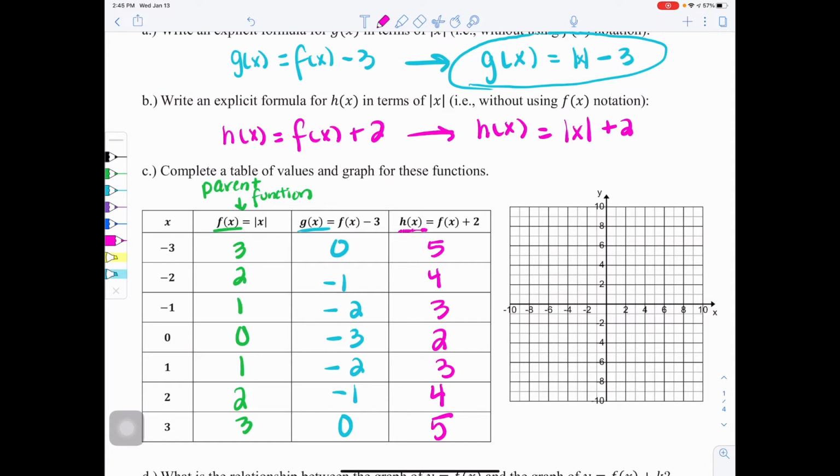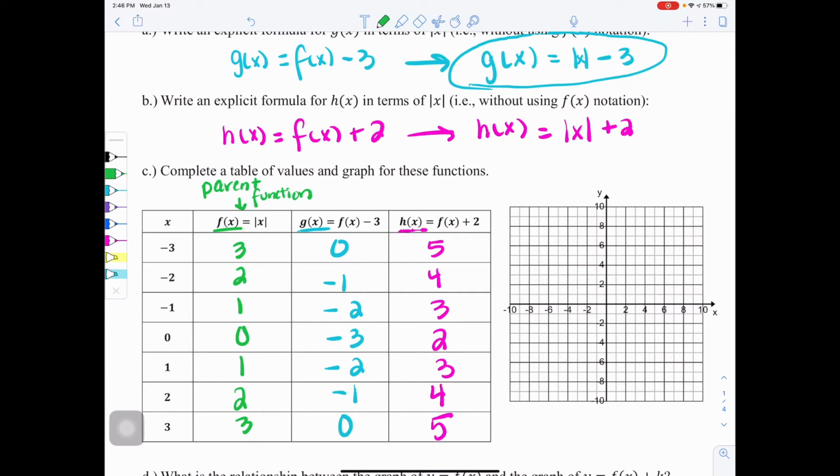Now, if we actually take a look at this, do you notice that f of x equals the absolute value of x for -3 was 3? And then when we subtracted 3, it actually went down 3. And when we added 2, it actually went up 2 from 3. So we'll talk more about that, but I wanted to point that out as we see it here in the table. So now we need to create a picture of all of these functions.